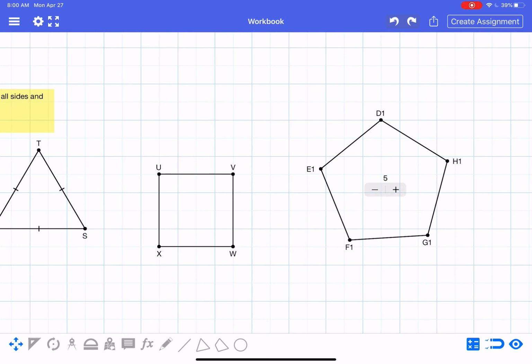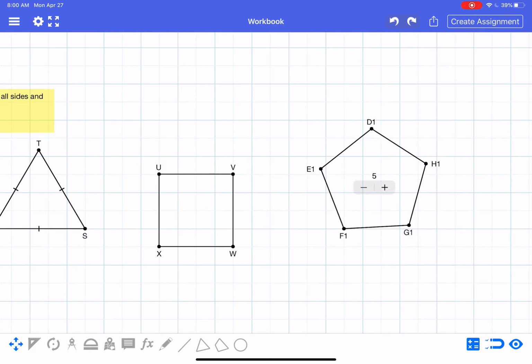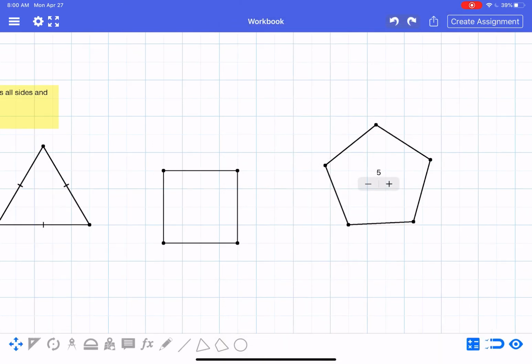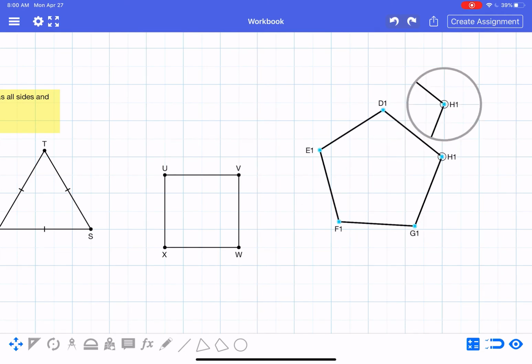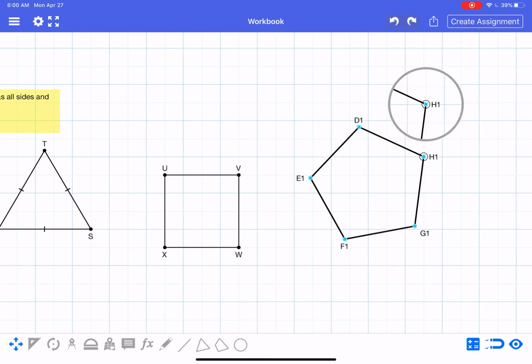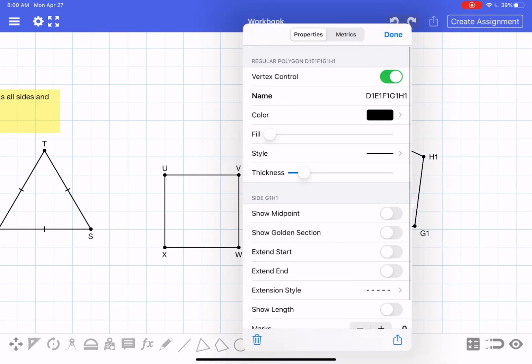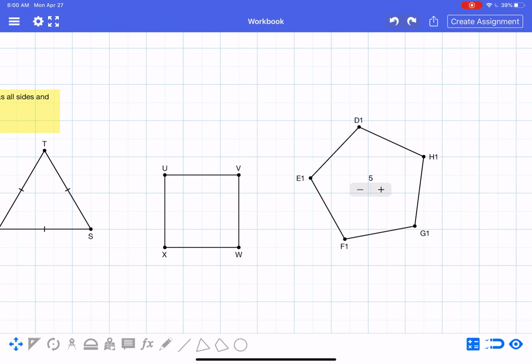Okay, it looks like we ran out of alphabet. Now it's going D1, H1. Don't worry about that. I'm trying to move it so that it looks better, or it's on a line at least. Well, it doesn't really matter.